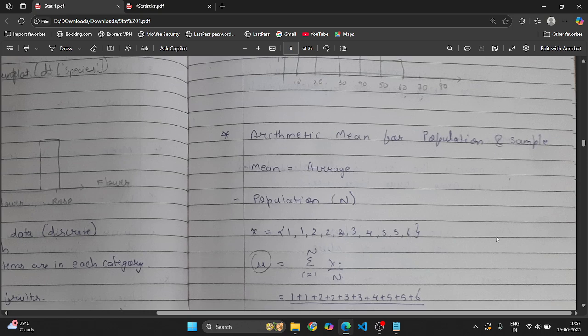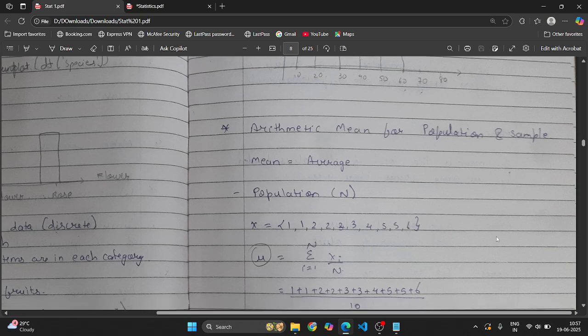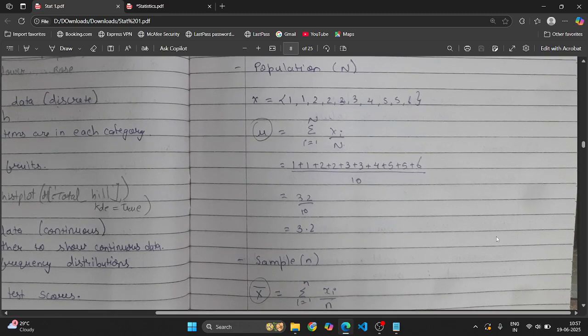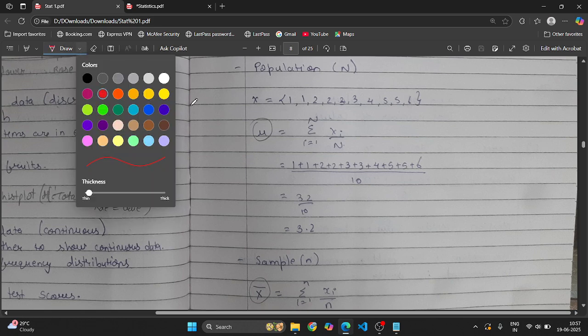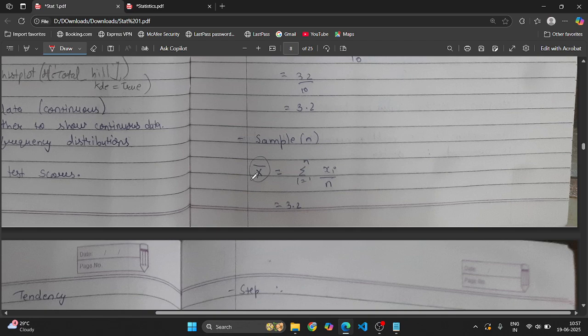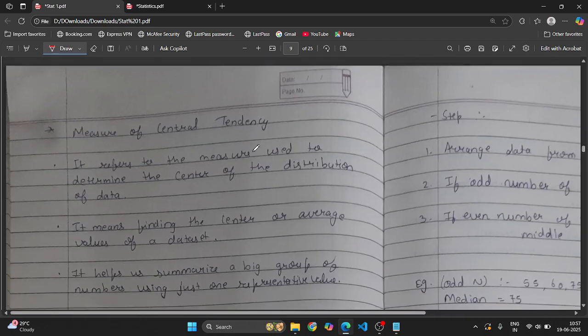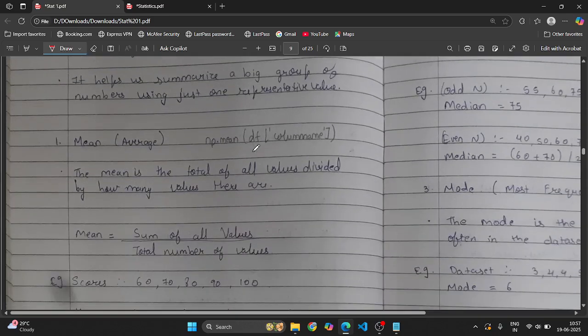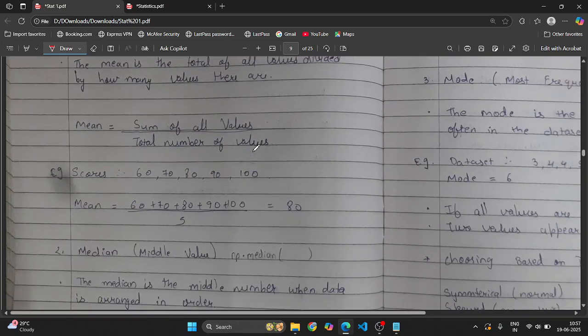Let's see from the notes also. In this also we have seen the same things. For the population and the sample mean, it's mentioned for both: this sign denotes the population mean and this sign denotes the sample mean. Okay, so mind it well.